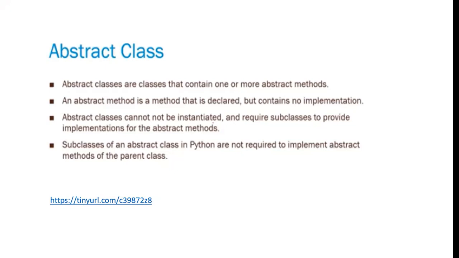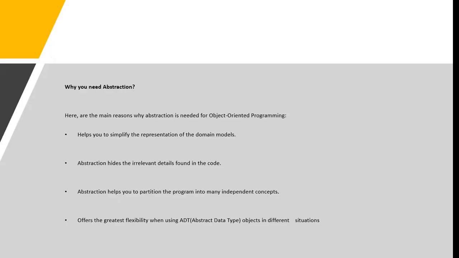And then an abstract class cannot be instantiated and requires subclasses to provide implementation for the abstract method. Abstraction borrows from inheritance, because this is the concept of inheritance where you create the subclasses. And then subclasses of an abstract class in Python are not required to implement the abstract method of the parent class. Now, on to the next slide.